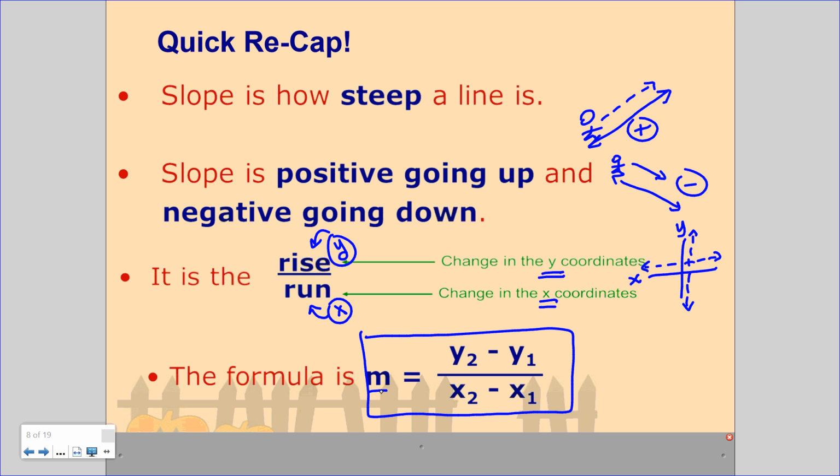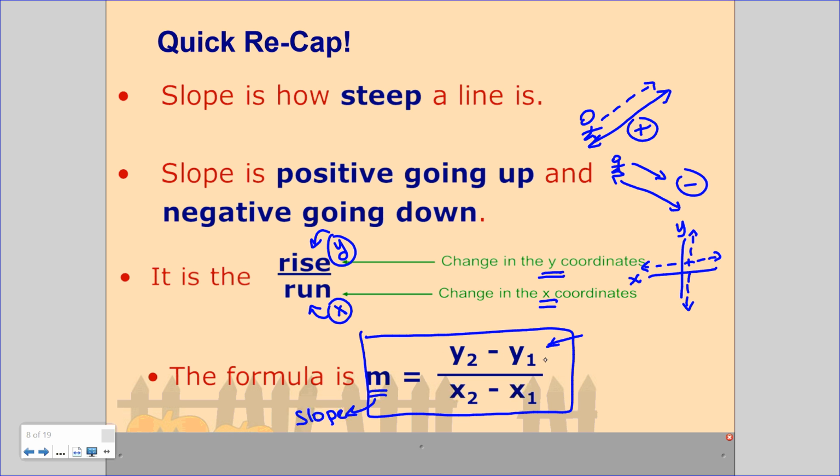So m refers to slope. The variable we'll always use for slope is the lowercase m. That almost always represents slope, and it will this year, mathematically speaking, for us in Algebra 1. m equals the change in y's. So what we're seeing here is y2 minus y1. This implies your second y minus your first y coordinate value, divided by x2 minus x1, which is your second x value minus your first x value.